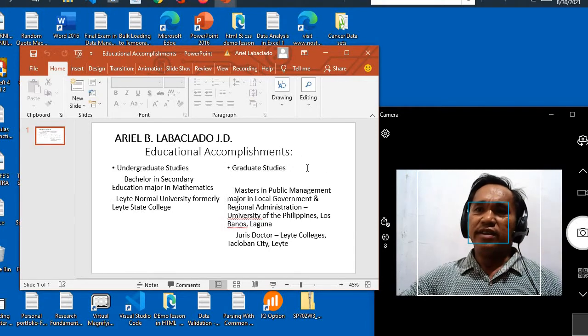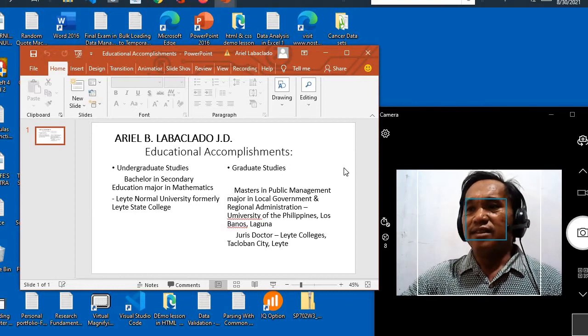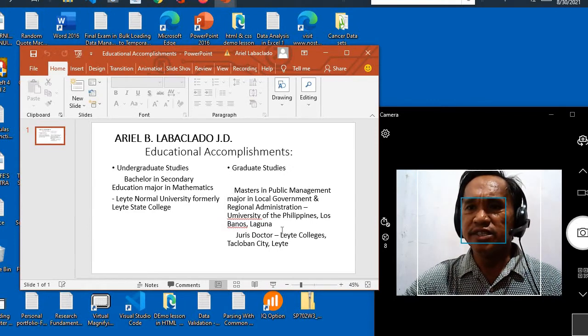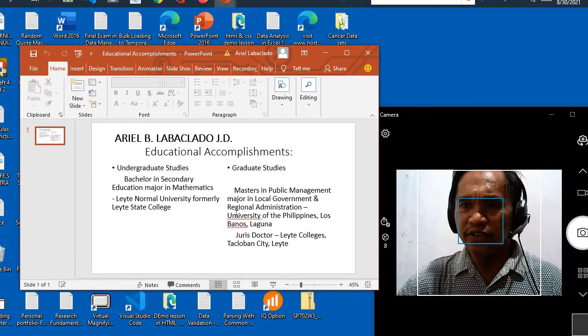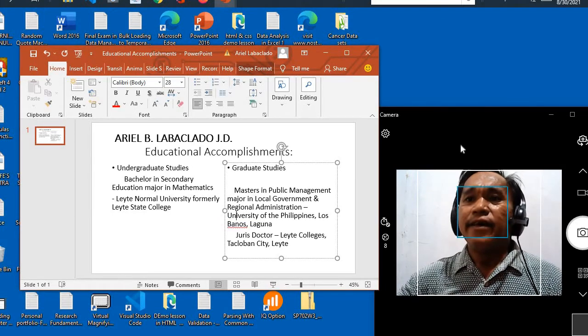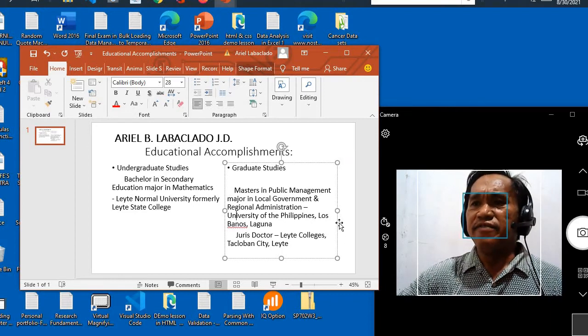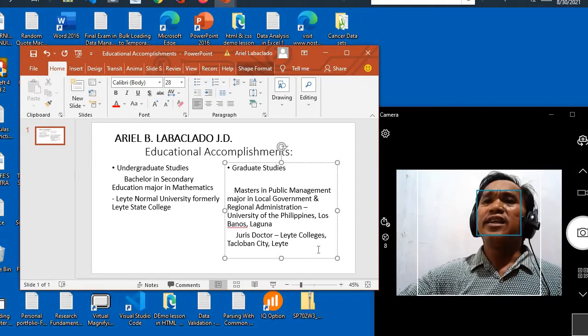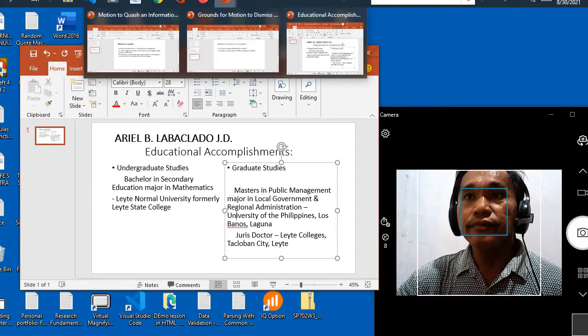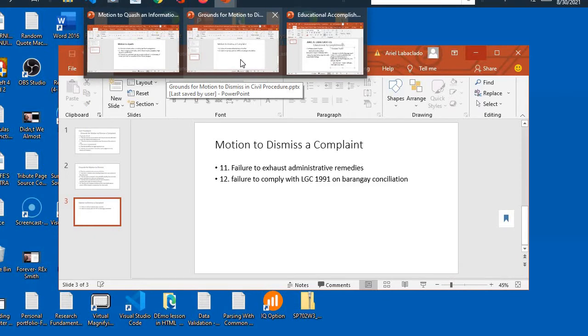With regards to my graduate studies, with God's will, I was able to finish Masters in Public Management, major in Local Government and Regional Administration from the University of the Philippines, Los Baños, Laguna. Then my law degree I finished at the Colleges in Tacloban City here in Leyte. Those are some of my files.